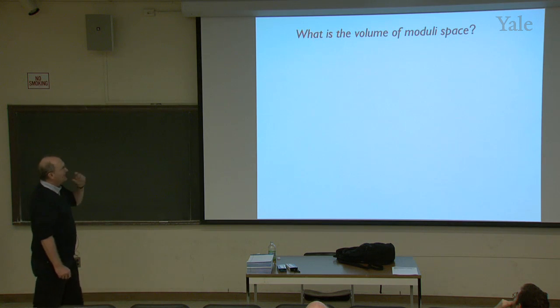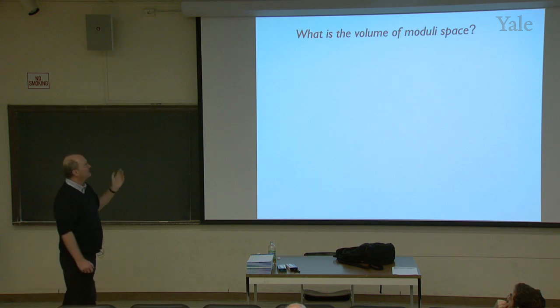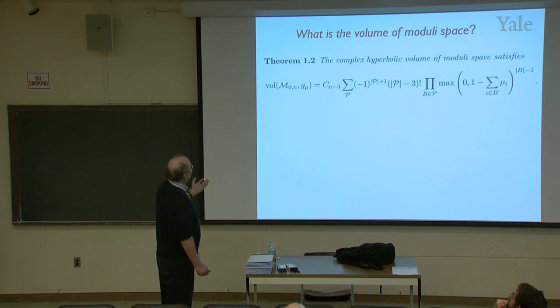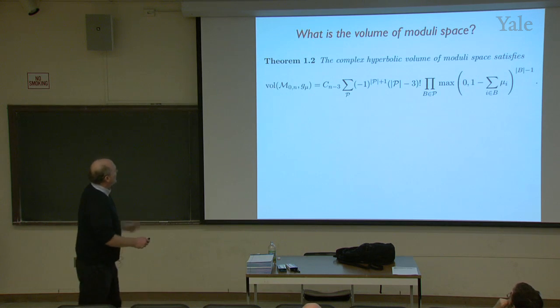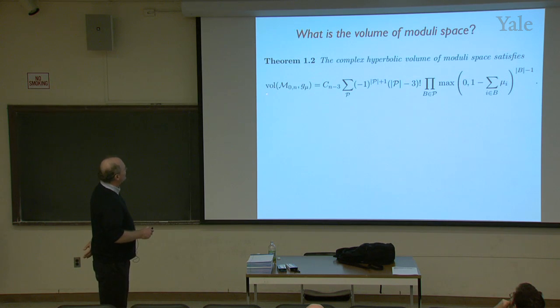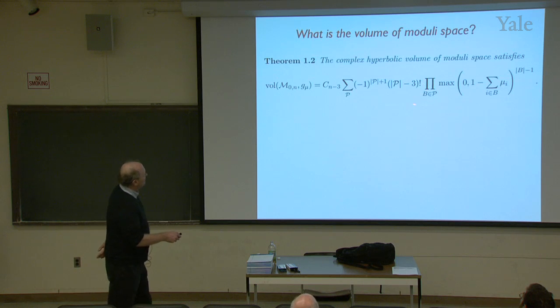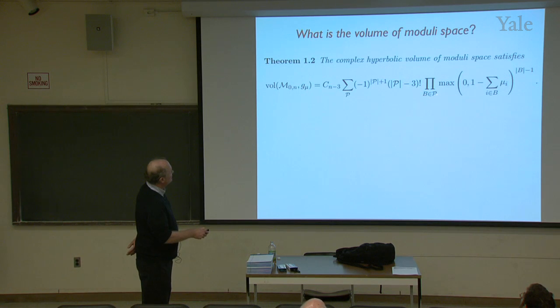Okay, so now we can ask, what is the volume of moduli space in this metric? Here's the answer. The complex hyperbolic volume of moduli space in the metric I just defined is given by a formula. In this formula, there's a constant, which is the standard constant in Gauss-Bonnet. Then there's a sum over all partitions of the integers from 1 up to n. For each partition, there's a product over the blocks in the partition, and you have to sum the weights over the elements of this block. If the sum comes out to be more than 1, you set this equal to 0, et cetera.